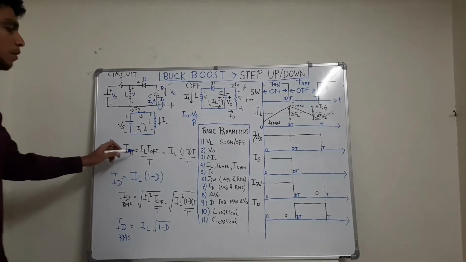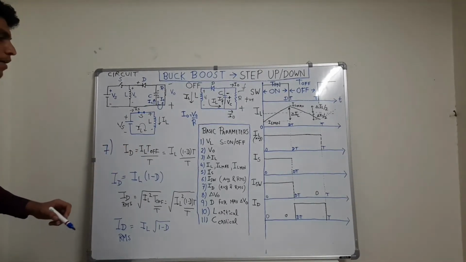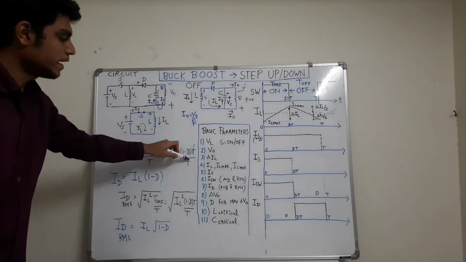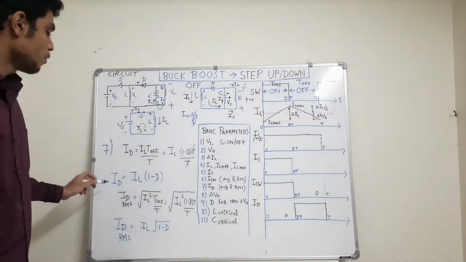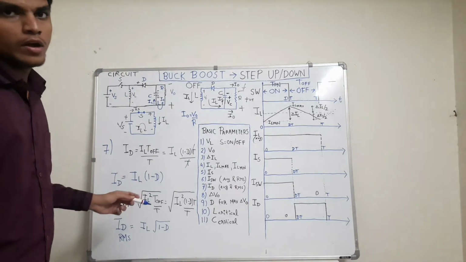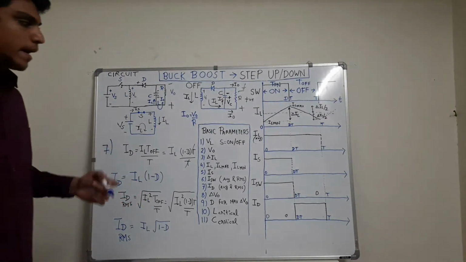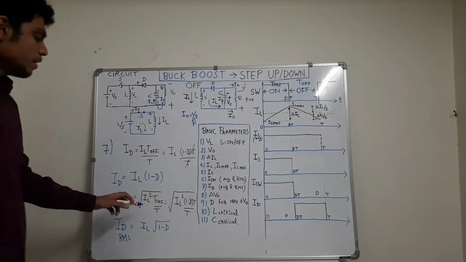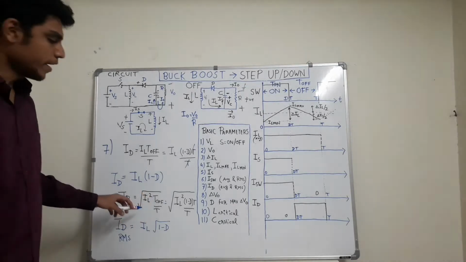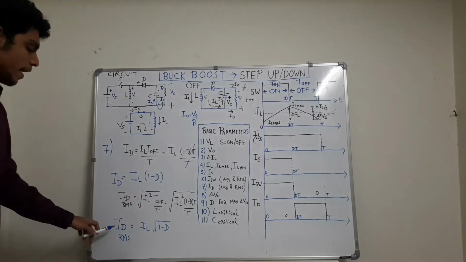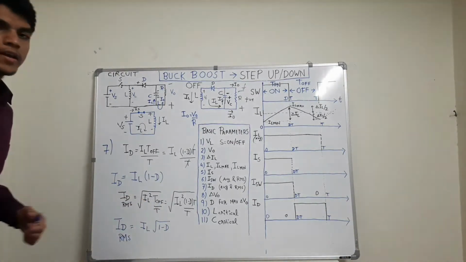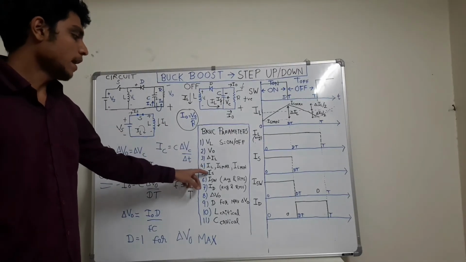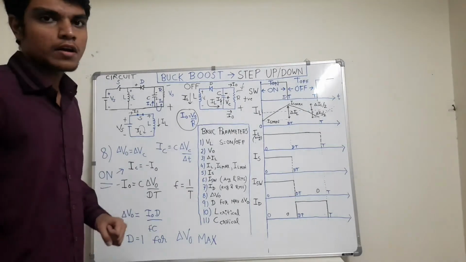First, the average value will be equal to IL into T off divided by T, that is equal to IL into 1 minus dT divided by T. So T gets cancelled, and we get ID, the average value of diode current, equals IL into 1 minus D. Similar to buck and boost converter, same value for diode current, and the RMS value comes out to be the root of IL square into T off divided by T, and that will be ID RMS equal to IL into root of 1 minus D.